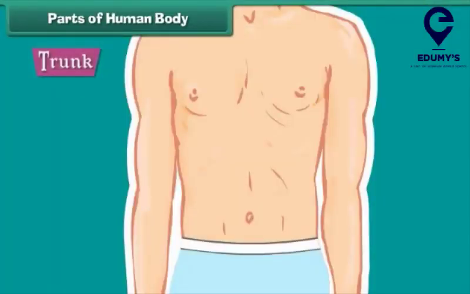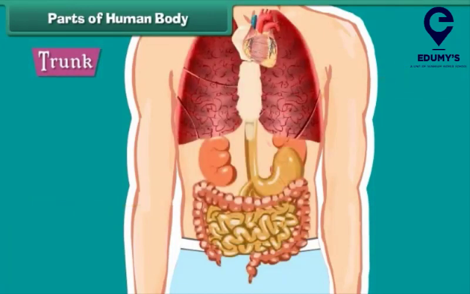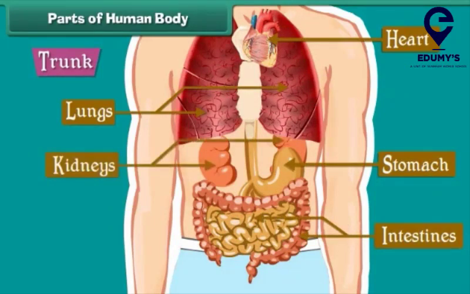Trunk is the middle part of the body. It is divided into chest and abdomen. Many important organs such as the heart, lungs, stomach, intestines and kidneys are located inside the trunk.